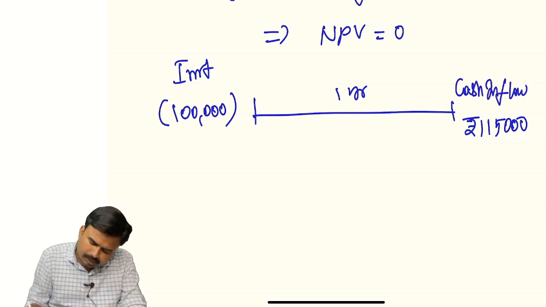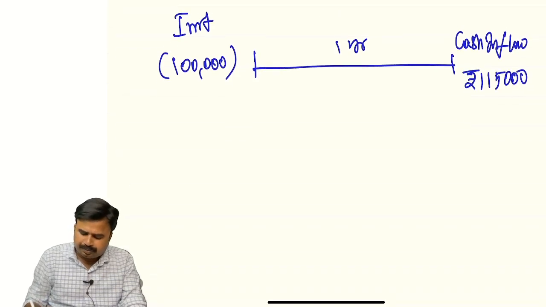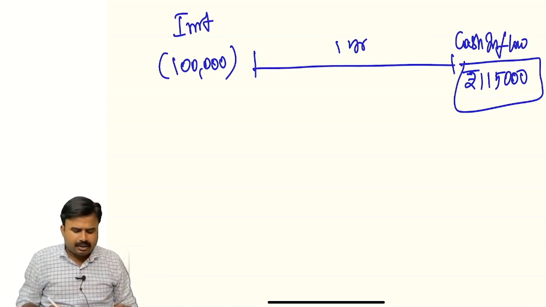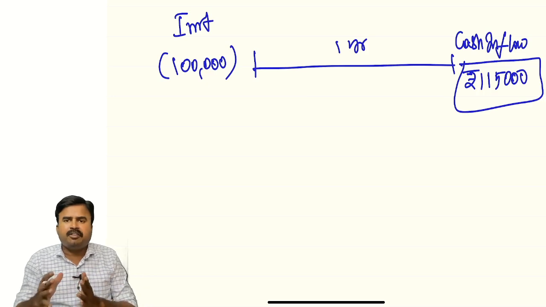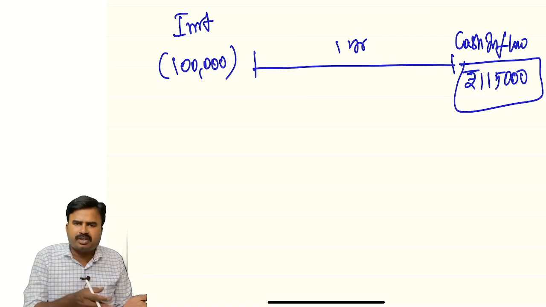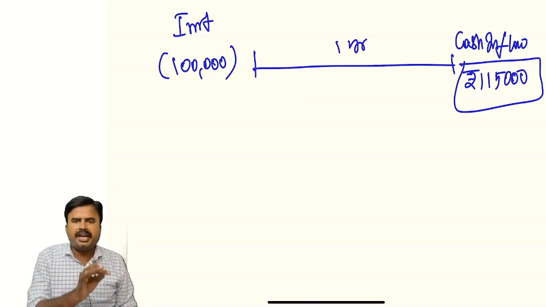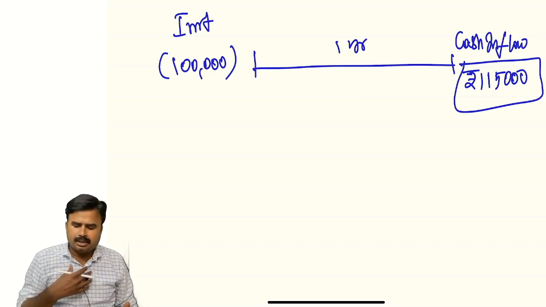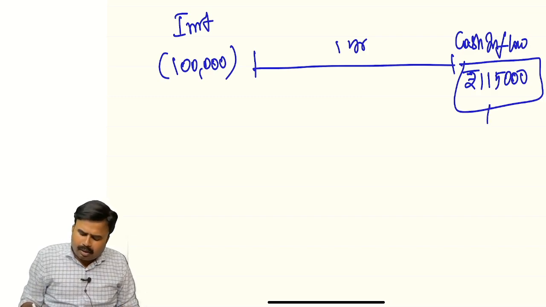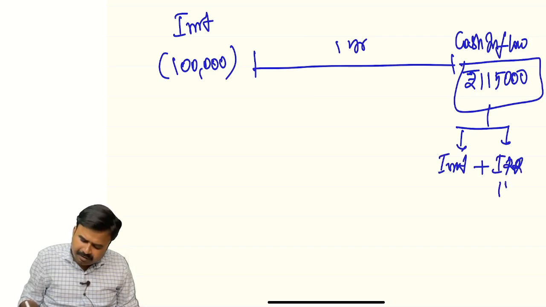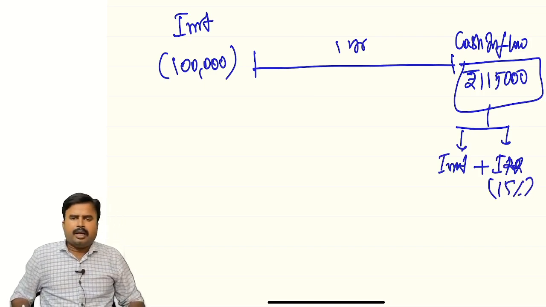Now my dear student, prima facie, by seeing this number, anybody can say that 1 lakh rupees is added with 15,000 profit. If you convert such 15,000 profit into percentage on my investment, that should be 15% because it's a 1 year project life. So simply I can say that 15% is my profit percentage. So my point is, this cash inflow should be loaded with my investment amount of 1 lakh plus IRR of 15%. Anybody can say this, right?